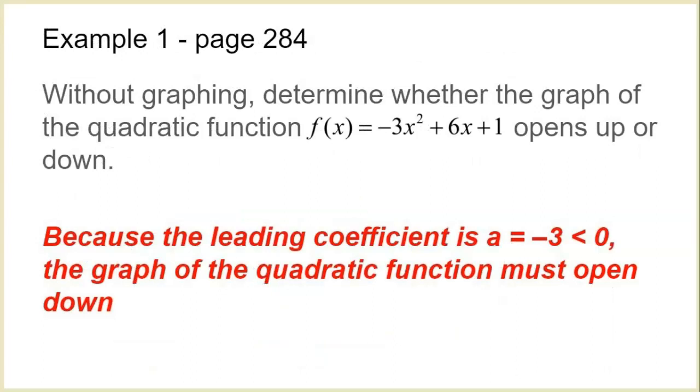You should also be able to determine whether or not a quadratic function opens upward or downward without using the calculator. So in this example on page 283, it says without graphing, determine whether the graph of the quadratic function f of x equals negative 3x squared plus 6x plus 1 opens up or down. So again, we focus on the leading coefficient, which is the value of a, and it's negative 3. And since it's less than 0, then we know the graph must open downward. And we can do that without a calculator, or if you struggle with that, you can also graph it as well. So this is on page 283. You can write that information down in your guided notes.